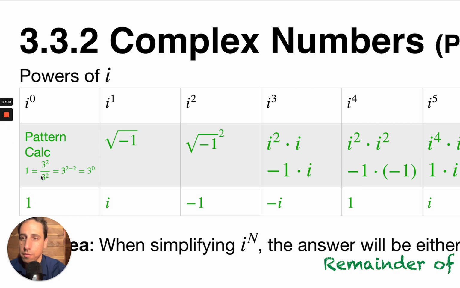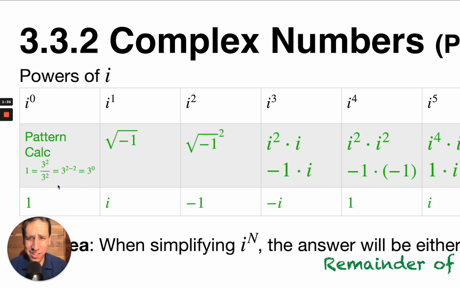But even just forgetting imaginary numbers for a moment, you could take 3 squared and divide it by 3 squared. And what is that? Anything divided by itself is 1. But also, the subtraction exponent rule says that you can take this 2 and this 2 and subtract them because the bases are the same. So that's 2 minus 2, which is 0, so 3 to the 0 must equal this, which must equal 1. 3 to the 0 equals 1.